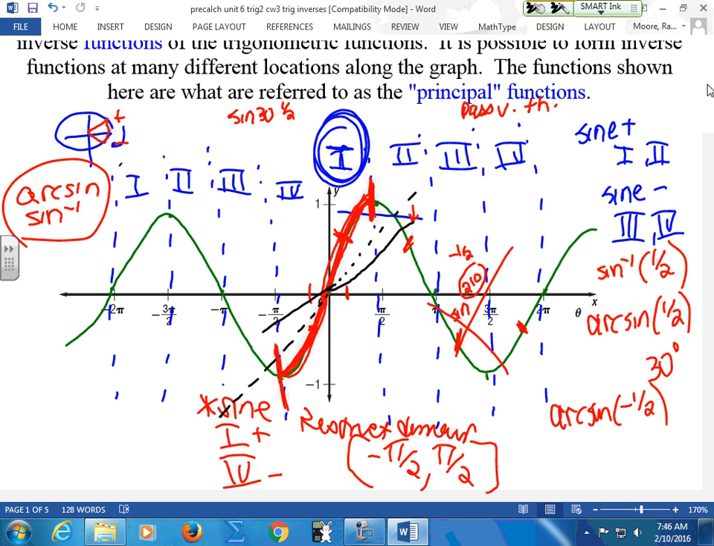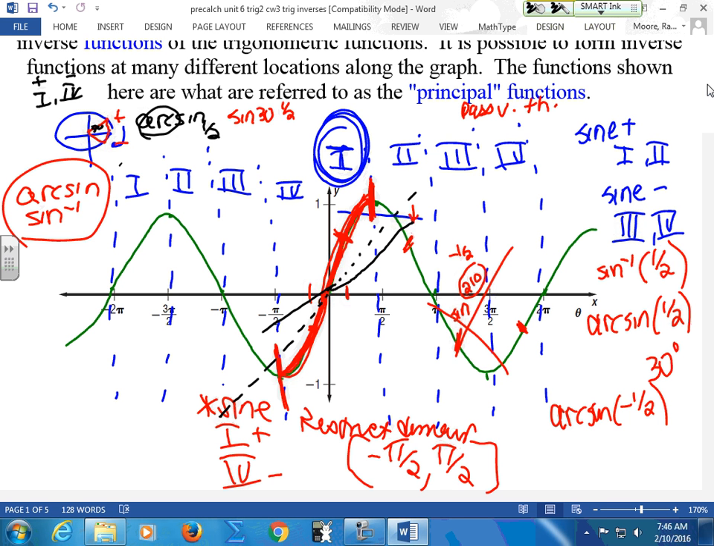All I'm going to ask you to do is be able to restrict your domain and find me a restricted angle whose sine is 1/2, whose cosine is -1/2. So in other words, if I say to you, arc sine 1/2, you will say, well, arc, that's my inverse, I'm restricted to 1 and 4. In 1 I'm positive, in 4 I'm negative. So if I want this to be positive, I want an angle from quadrant 1. So it would be 30.